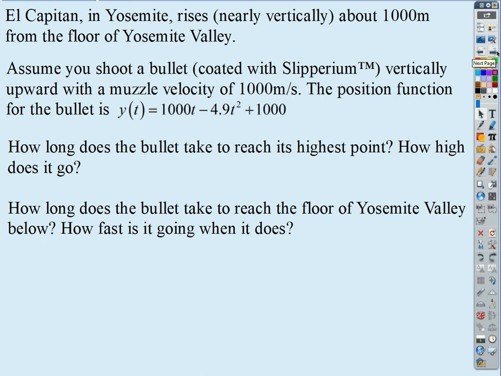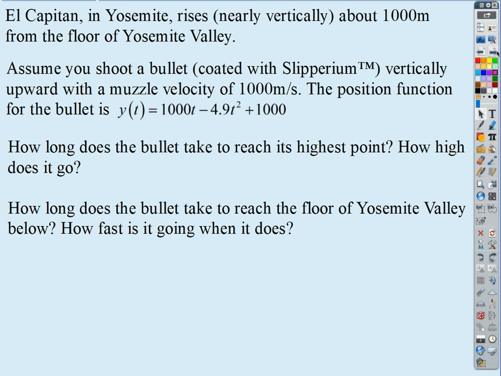So El Capitan in Yosemite, that's that big peak. You guys, how many have been to Yosemite? It's an amazing peak. It's about 3,000 feet above the valley floor. So here's the experiment we're going to do. It's about 1,000 meters up off the floor.